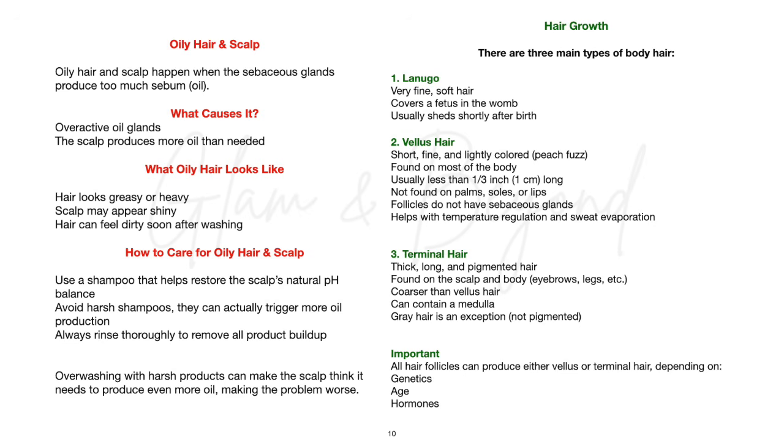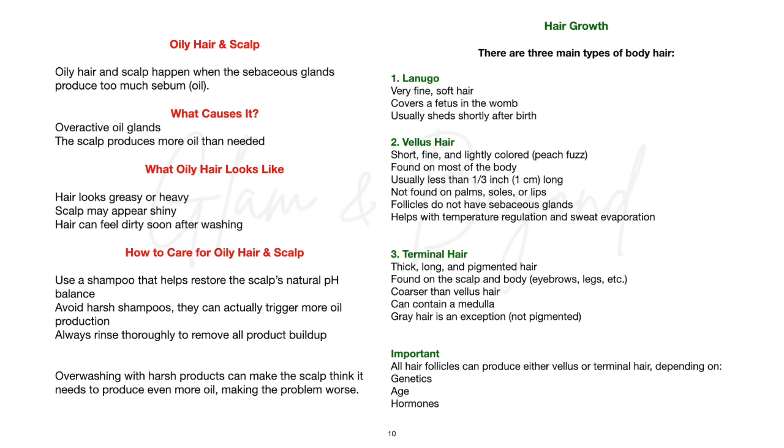Number two, vellus hair. Short, fine, and lightly colored, think peach fuzz, found on most of the body, usually less than 1/3 of an inch long. Not found on the palms, soles, or lips. Follicles do not have sebaceous glands, helps with temperature regulation and sweat evaporation.